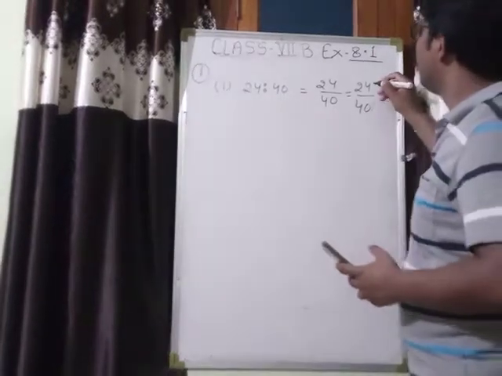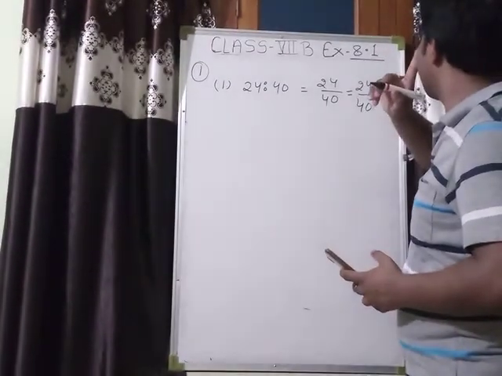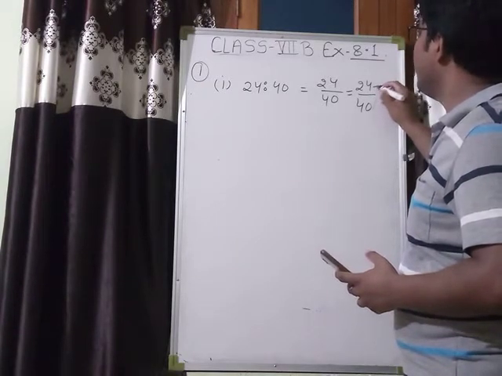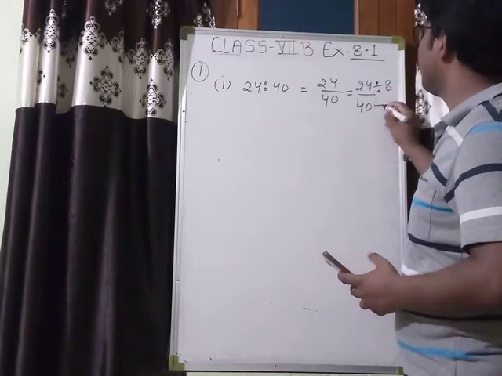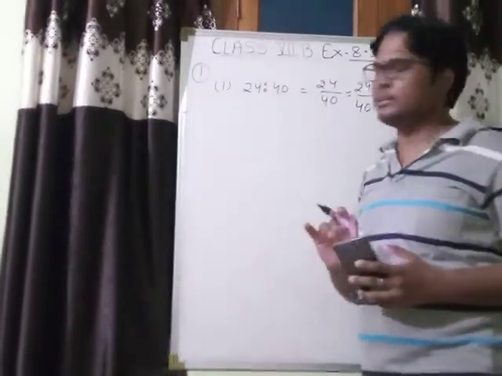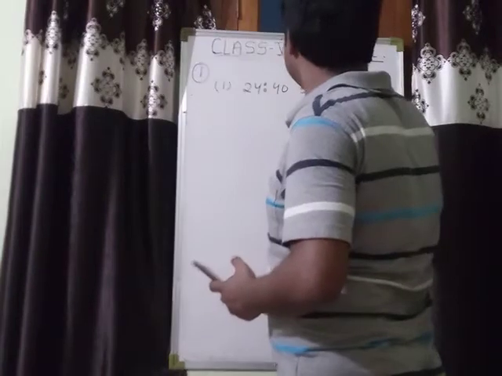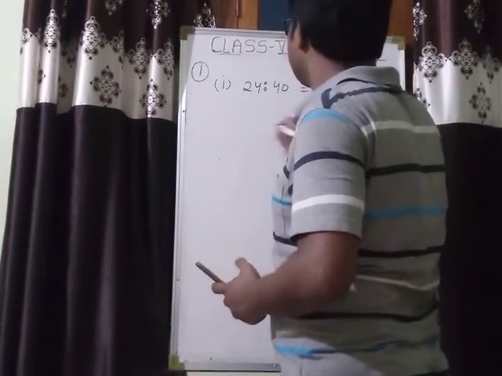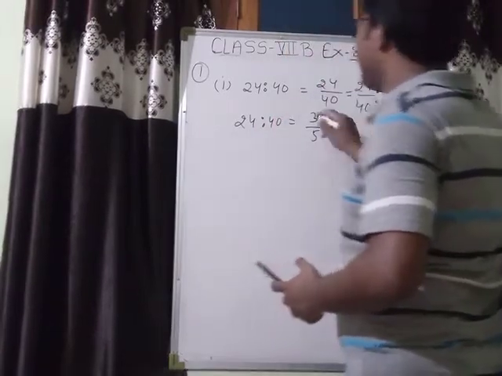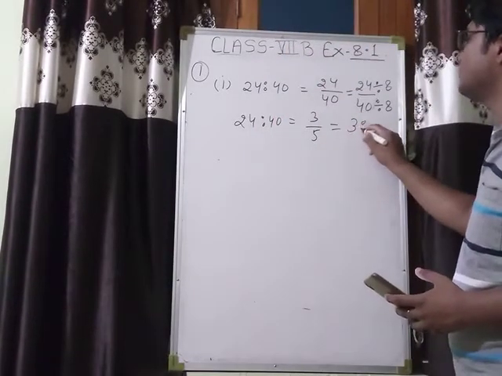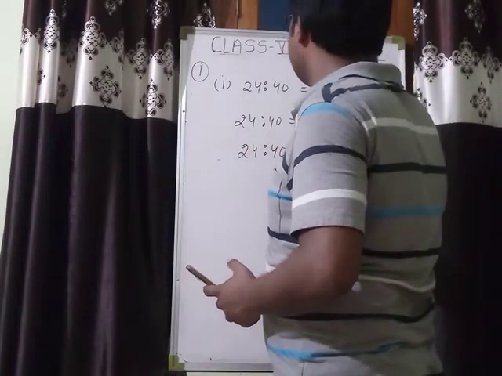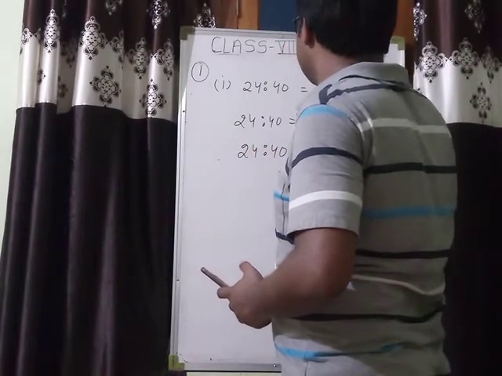Clearly, both can be divided by 8. So this is divided by 8, this is also divided by 8. HCF of 24 and 40 is 8. So it will be 8 threes are 24 and 8 fives are 40. This is 24:40, and this fraction can be written as 3:5. Clearly 24:40, its simplest form is 3:5. Got it?